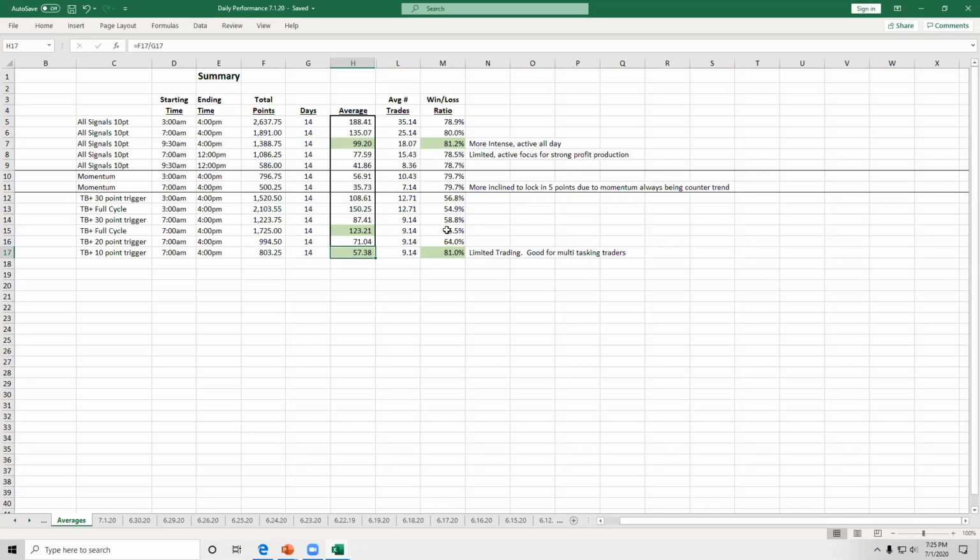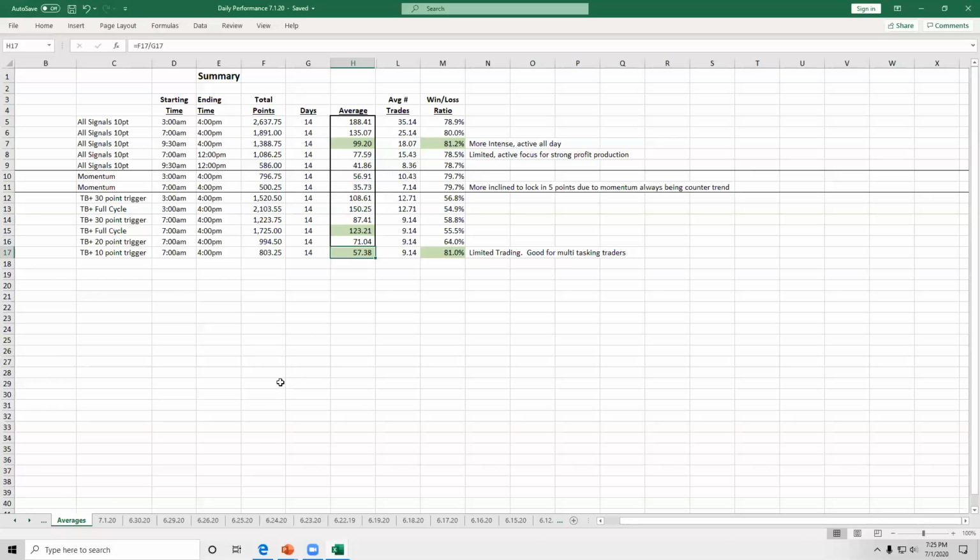The thing about AES is it has a lot of flexibility for any trader, no matter what style they're trading. And if you're someone who doesn't mind taking every single signal, it can be a little more intense and active to do that all day. But from 9:30 to 4 has a really nice combination of average points per day and the win-loss ratio.